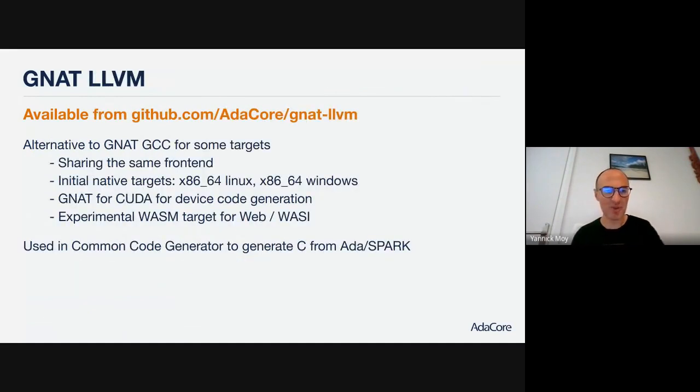Very fast, because I'm almost over my time. We are progressing on our strategy to have a different backend for GNAT. Instead of GNAT GCC, we're working on GNAT LLVM, based on LLVM. The same frontend is shared, but this year we are aiming at the first 2 native targets, 64-bit Linux and Windows. And this is used already in our GNAT for CUDA technology that was mentioned by Miguel for the device code generation. And it's also used in an internship where we have worked on an experimental WASM target.